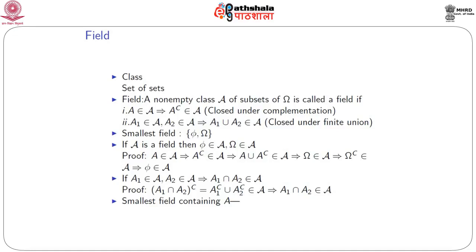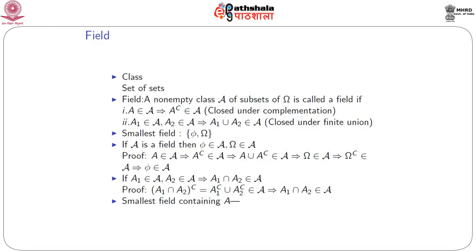Then the second property that it has to satisfy is that for two sets A1 and A2 both belonging to script A, their union A1 union A2 will also belong to script A. We call this closed under finite union. I am considering two sets, but we can have a finite number of sets A1, A2, A3, up to AK, and their union will also belong to script A. If any non-empty class satisfies these two conditions, then that class will be called a field.